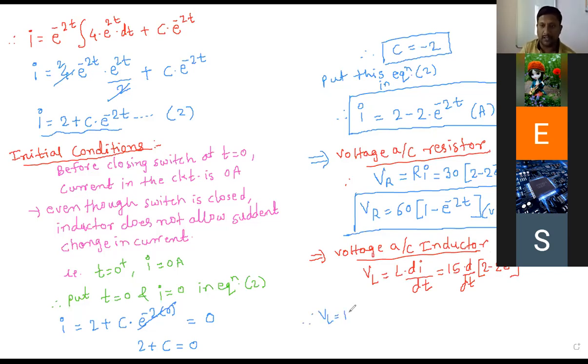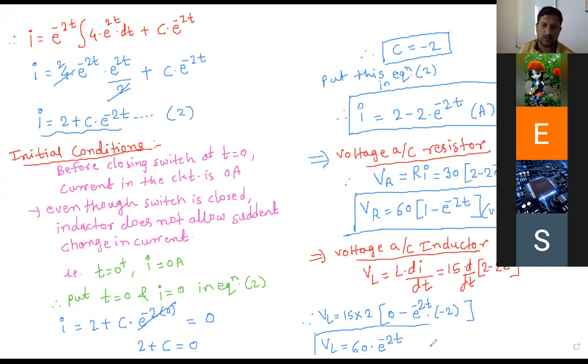So VL is equal to 15. If we take 2 common, 2 comes out. So what is the derivative of 1? That is 0. The derivative of a constant term with respect to t is 0. Next, minus as it is. The derivative of e raised to minus 2t with respect to t is e raised to minus 2t into minus 2. So 15 into 2, minus of minus becomes plus, because both are minus, and 2 again, so VL is equal to 15 into 2 is 30, 30 into 2 is 60. Okay, 60 into e raised to minus 2t.